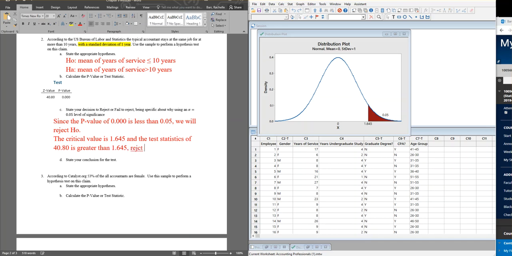Reject. So when you're doing this, just ask yourself, does it fall in the red? It's in the red. That's when I'm going to be rejecting. So this is so far out in the red, it's like on my other screen that you can't even see. My mouse goes off the screen.